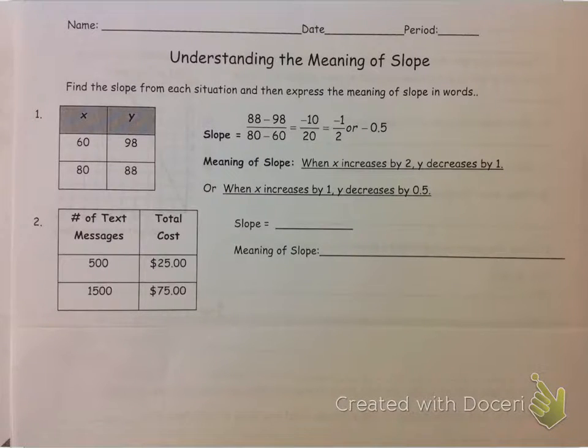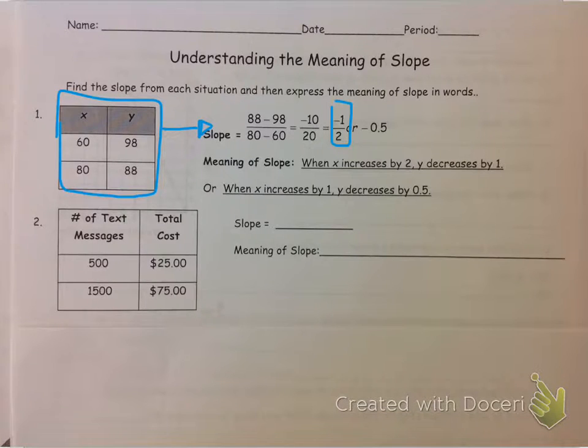Understanding the meaning of slope. We already know how to do the slope formula. We know how to set up problems such as this one here from the table and convert it into this slope formula and find out what our slope is. But now we need to understand, in a real life situation such as number 2, what the number of text messages mean for our total cost and how the slope can represent that.